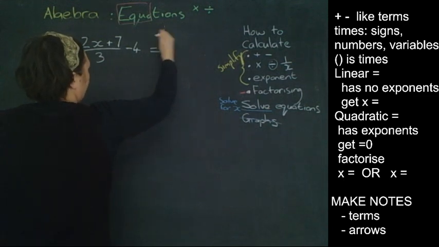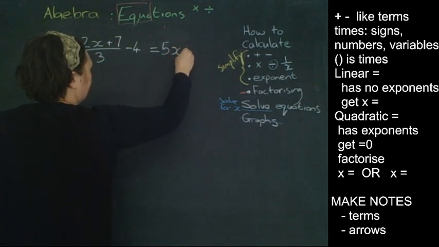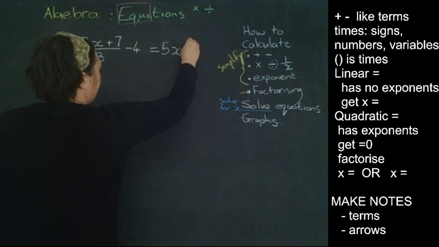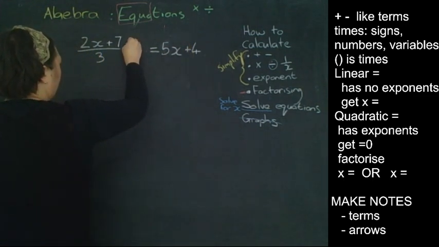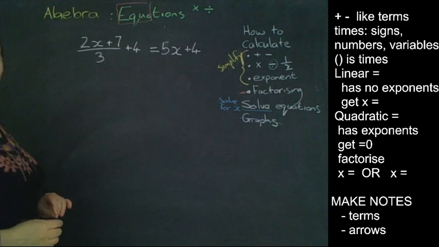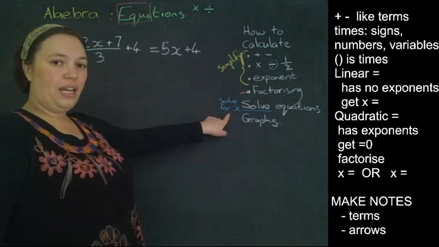Right, now let's say let's make this a 5x. Okay. Right, there's our sum. We have solve for x.